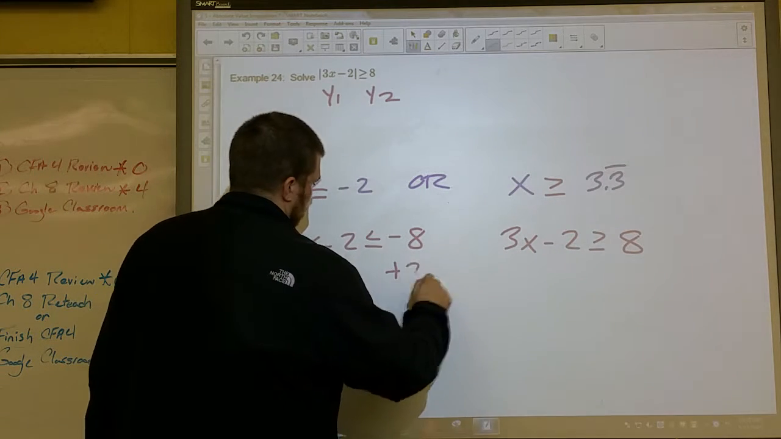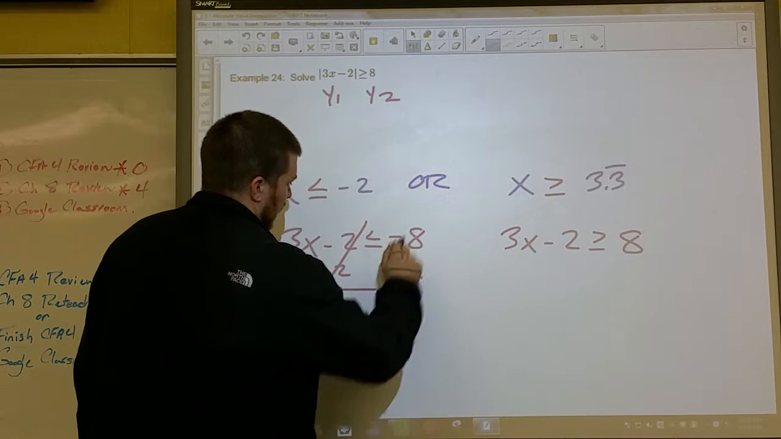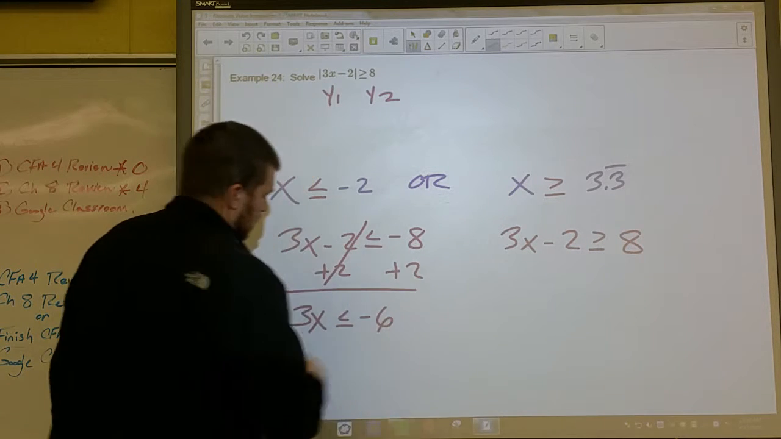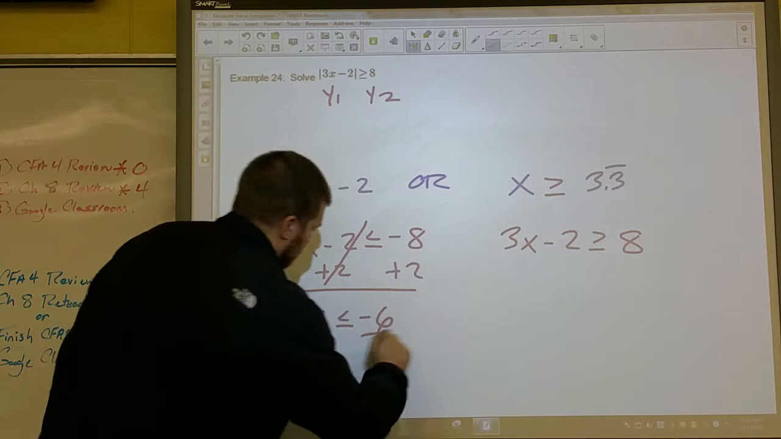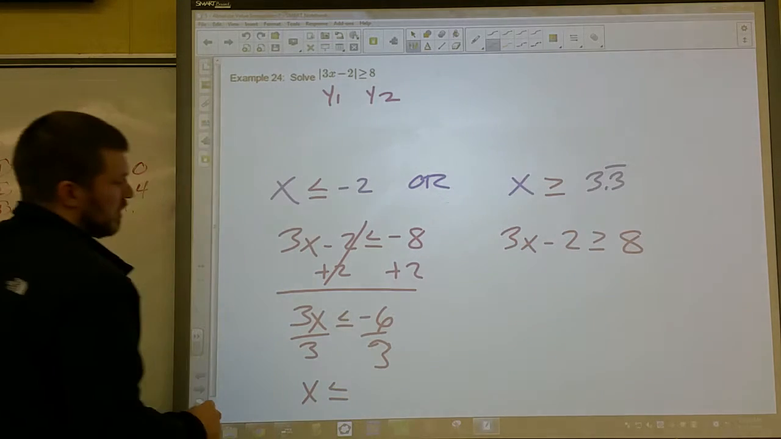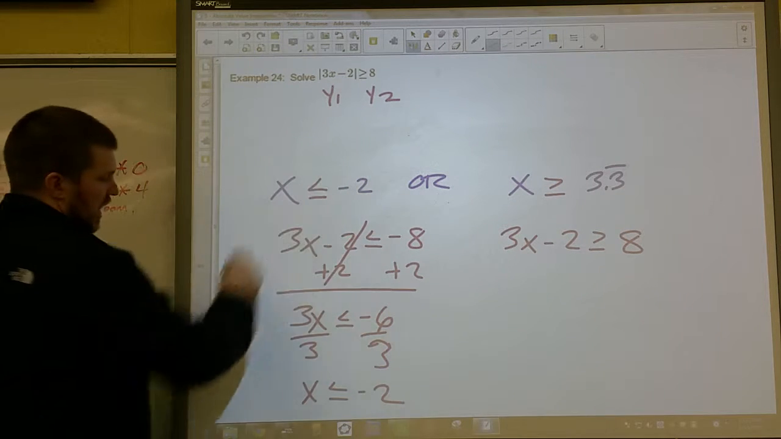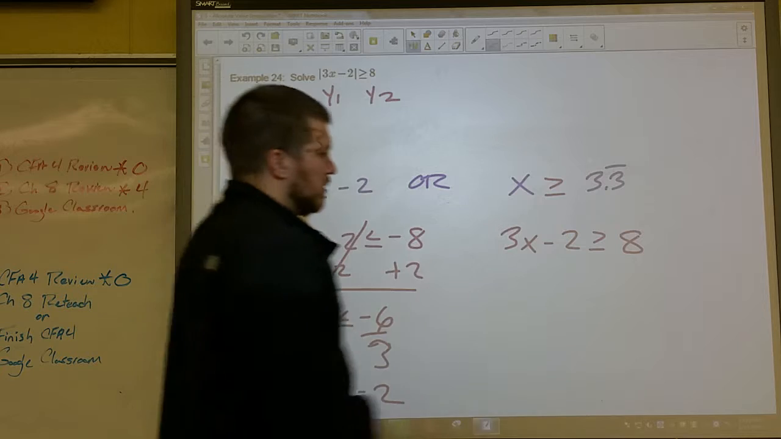Plus 2, 3x less than or equal to negative 8 plus 2, which is negative 6. Divide by 3 on both sides. So x less than or equal to negative 6 over 3, which is negative 2. Exactly what I found here by graphing. Great.